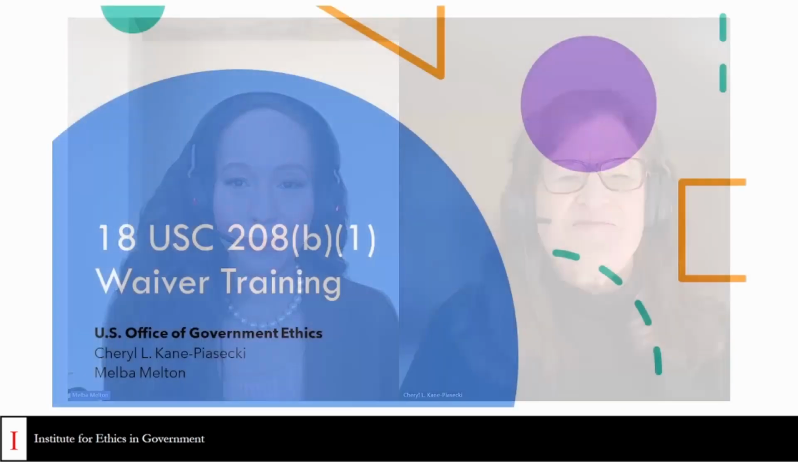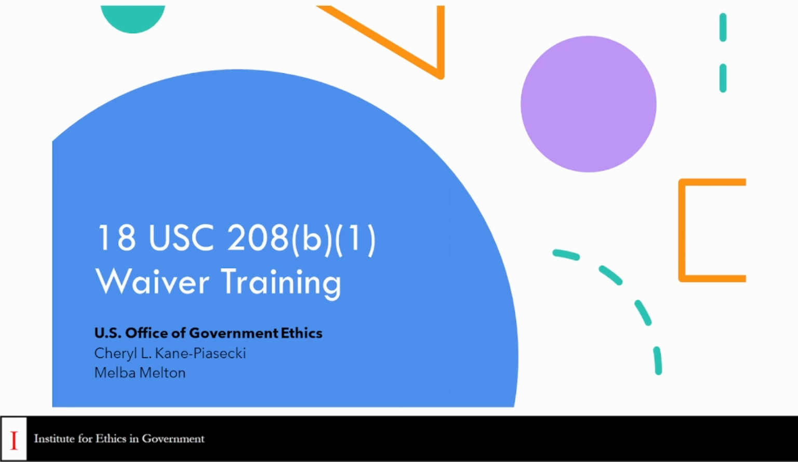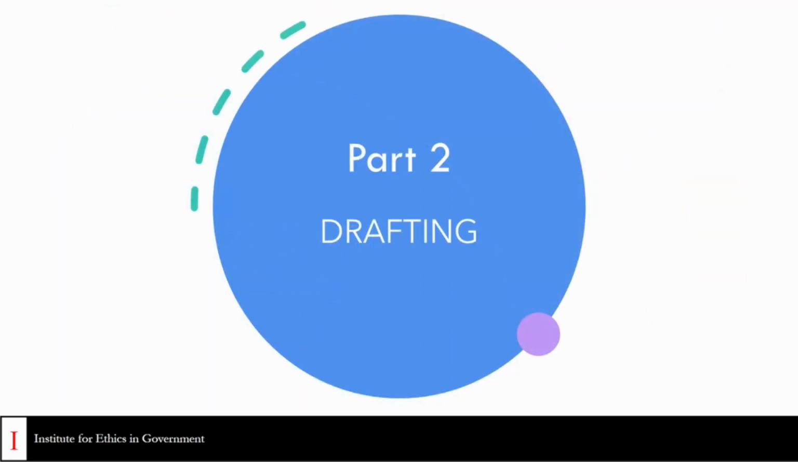And welcome to part 2 of our series on 18 USC 208(b)(1) waivers. In today's module, we are focusing on drafting and organizing your waiver. Now, one purpose of 208 waivers is to document an agency's legal determination. That, however, is not their only purpose.